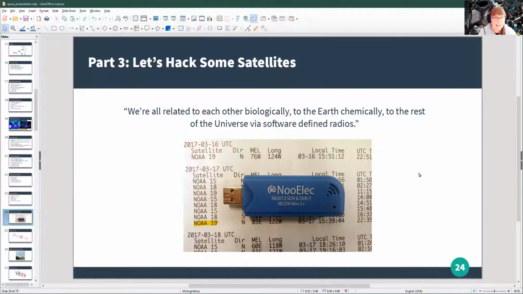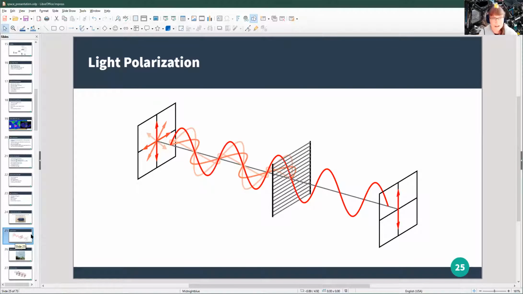Anyway, so let's hack satellites. So we are all related to each other biologically, to the Earth chemically, and to the rest of the universe via software-defined radios. So like I said, we're going to be talking a lot about software-defined radios in this talk. So let's talk about light polarization. When we're talking about software-defined radio, we're really talking about receiving radio signals. And radio signals are light. There's no difference other than frequency between light and radio waves.